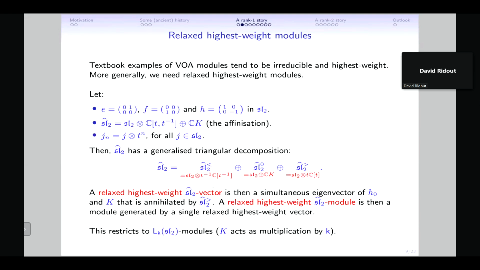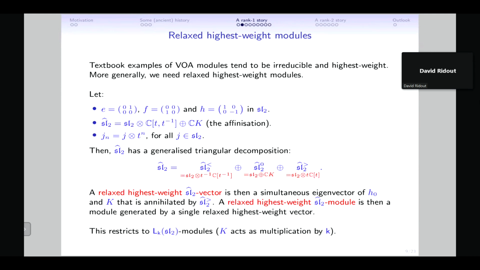Okay, so I want to define a relaxed highest weight vector for this affine algebra to just be a simultaneous eigenvalue of the 0 mode corresponding to H, so that's our Cartan generator, and of course the central element. And we want this vector to be annihilated by all the positive modes. So it stands to reason.